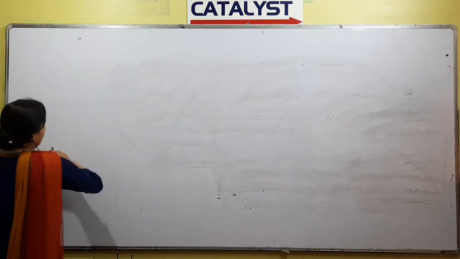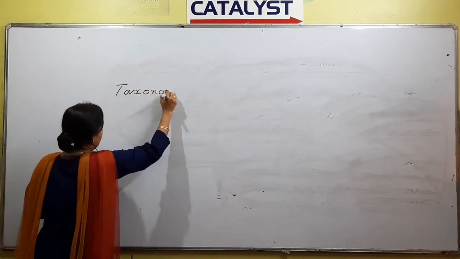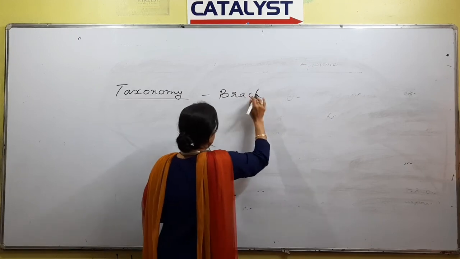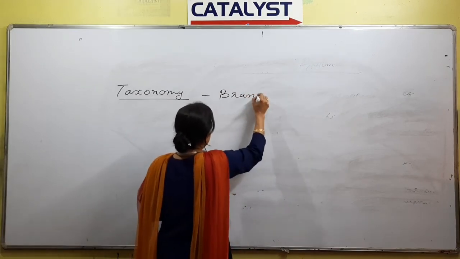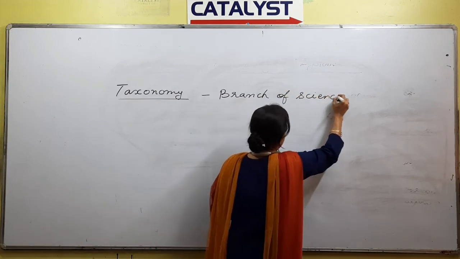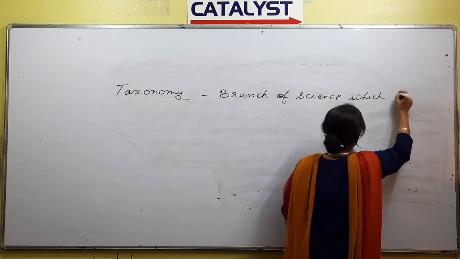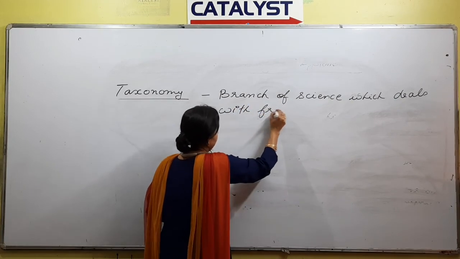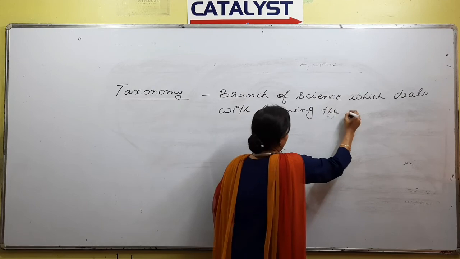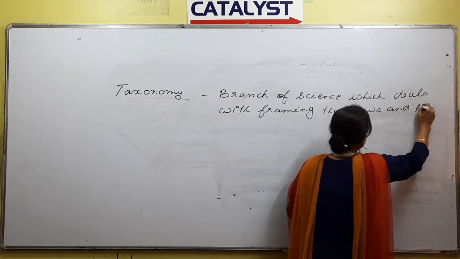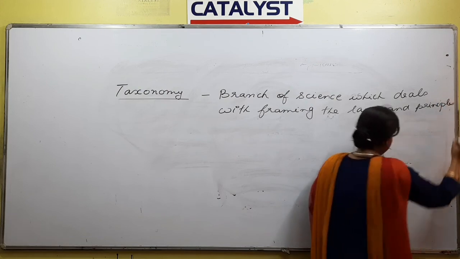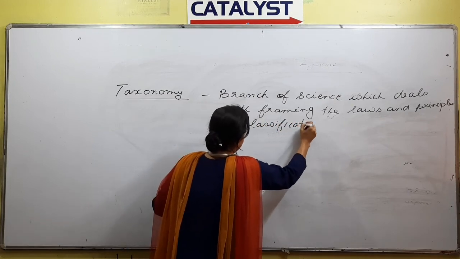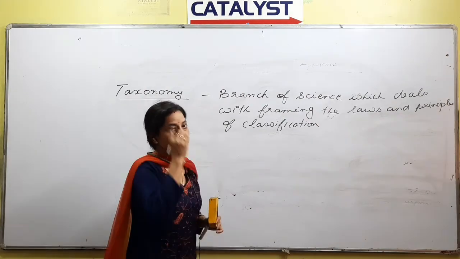Next, we have the word taxonomy, right? What is taxonomy? It is the branch of science which deals with framing the laws and principles of classification, right? So, as I said, classification, taxonomy and systematics almost have the same meaning.